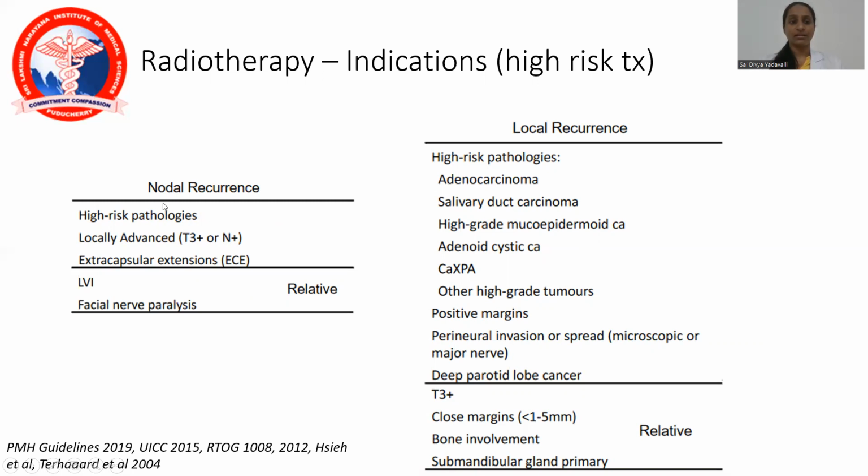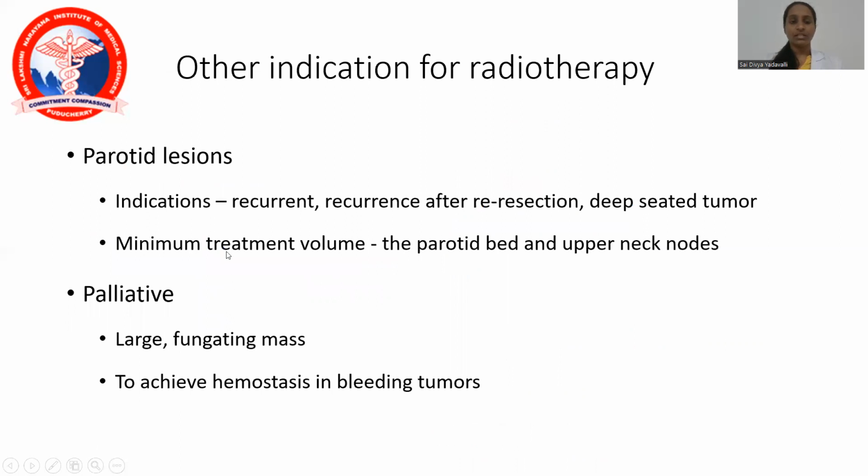Similarly, nodal recurrence can also be high in high-risk pathologies, advanced tumors, or in tumors with nodal involvement with extracapsular extension. Relative indications include lymphovascular invasion and facial nerve palsy. Other indications include recurrence after resection or deep-seated tumors in the parotid. The minimum treatment volume for the parotid is the parotid bed with the upper neck nodes.